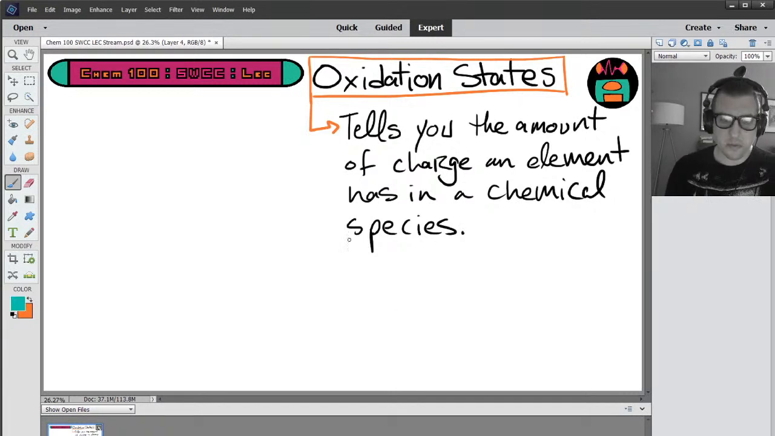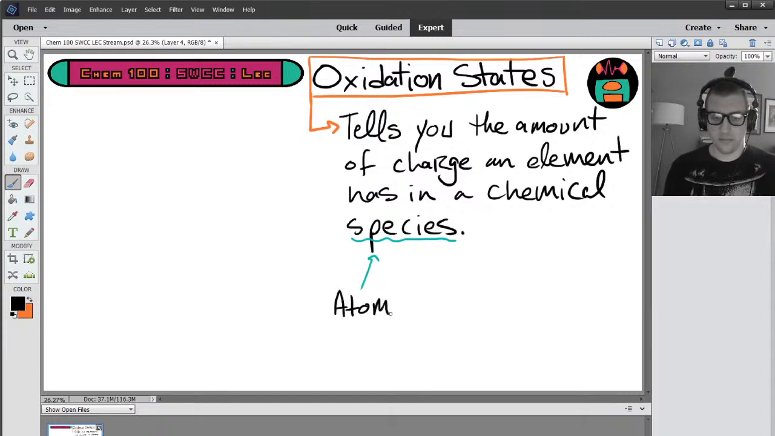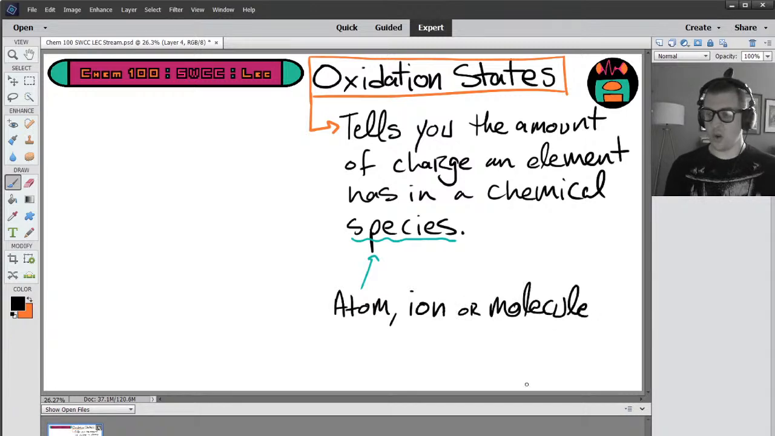Now, this word species we may not have used before. It is just a generic word that means atom, ion, or molecule. All right, atom, ion, or molecule. That is what species means.